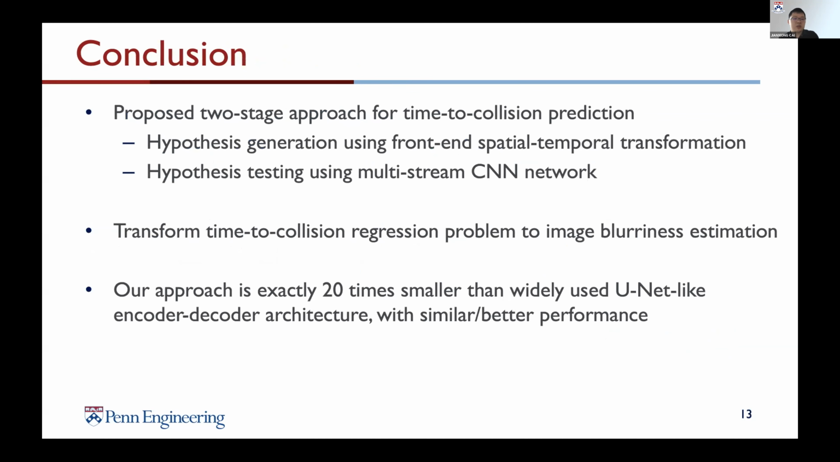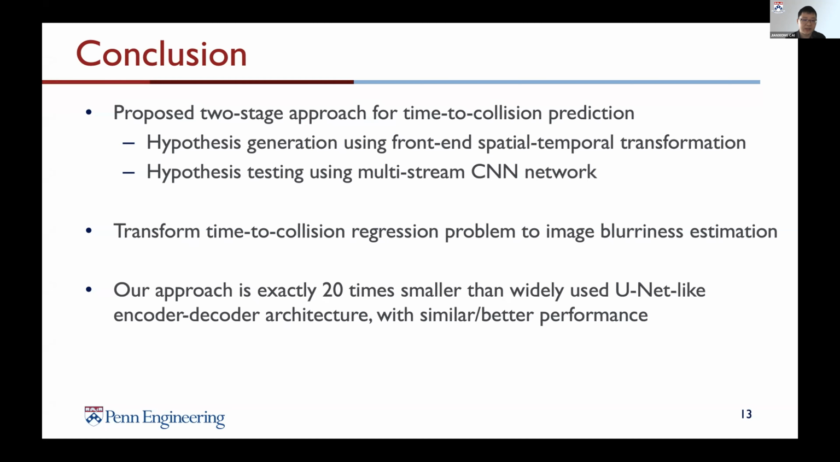So the conclusion for the thesis is, first, we proposed a two-stage approach for time-to-collision prediction with monocular cameras. The first step is hypothesis generation, using a front-end spatial-temporal transformation. The second step is hypothesis testing using a multi-stream shallow sibling network, which is 20 times smaller than the previous baseline.